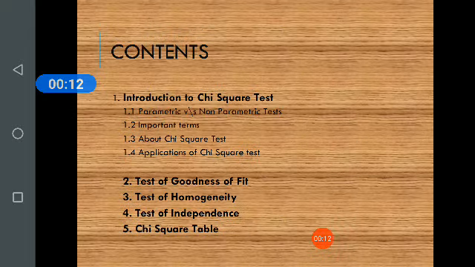In this video, we will be talking about the introduction to the chi-square test, which includes the difference between the parametric and the non-parametric tests, some important terms related to chi-square test. Then we will discuss about the chi-square test and its applications.